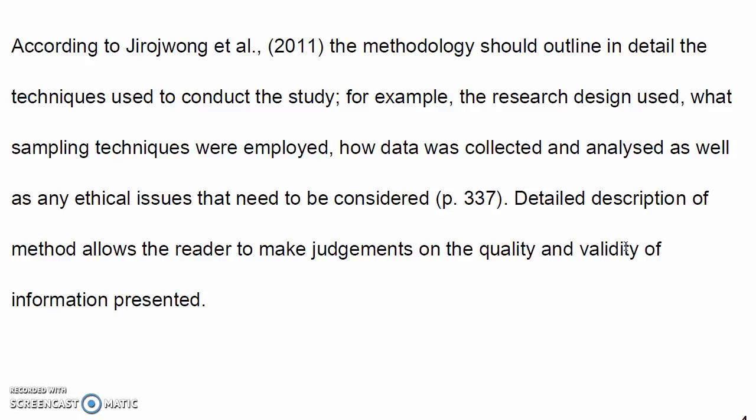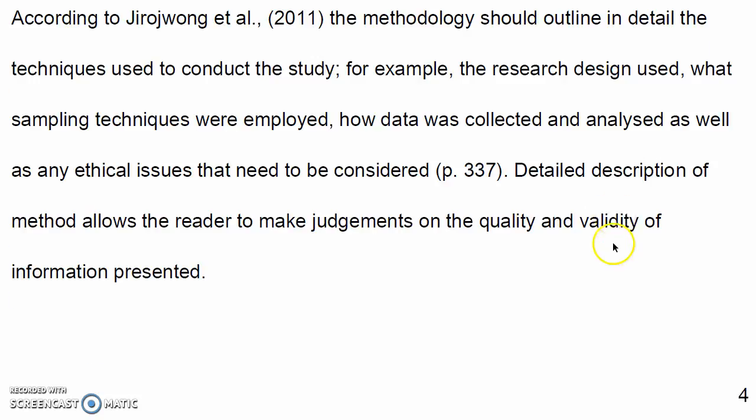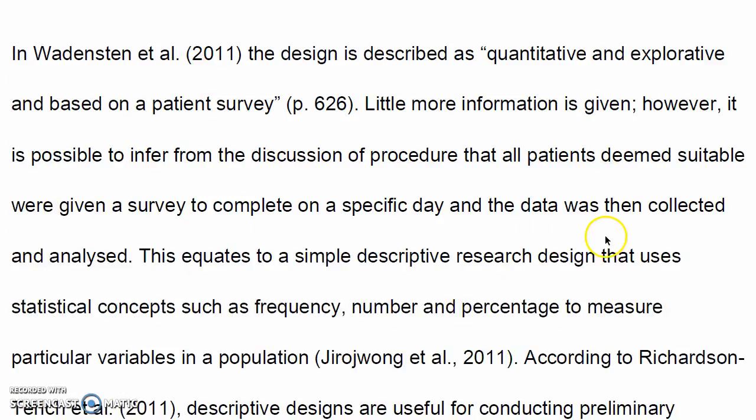So here we go. According to Jura et al. 2011, the methodology should outline in detail the techniques used to conduct the study. Blah, blah, blah, blah. So remember at the beginning he told us what should be in a critique, and then he's telling us along what should be in that critique. Then he makes the links in his own work from the article about what he saw in that.